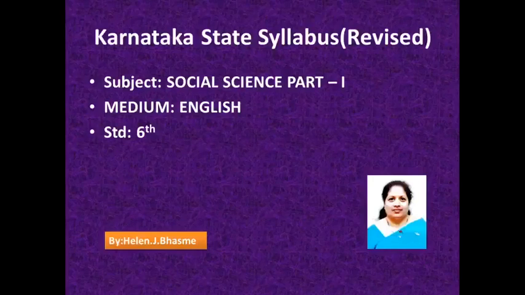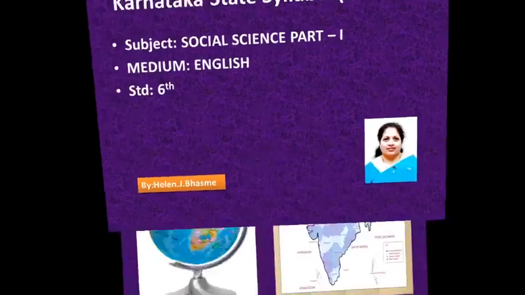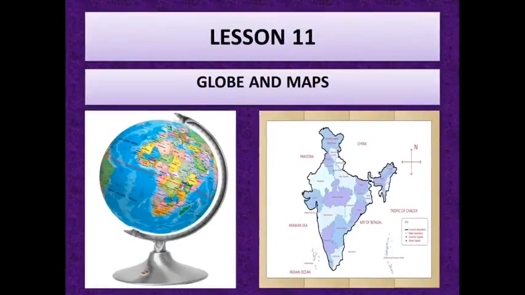Hello children, today we are going to do a social science lesson from geography, that is lesson number 11. The title is Globe and Maps. Here you can see the picture of the globe which we are going to study now, and also the map, that is the map of India. You can see we are going to do the lesson on globe and maps.